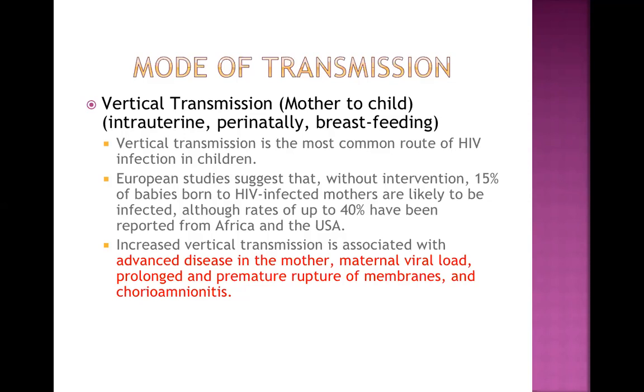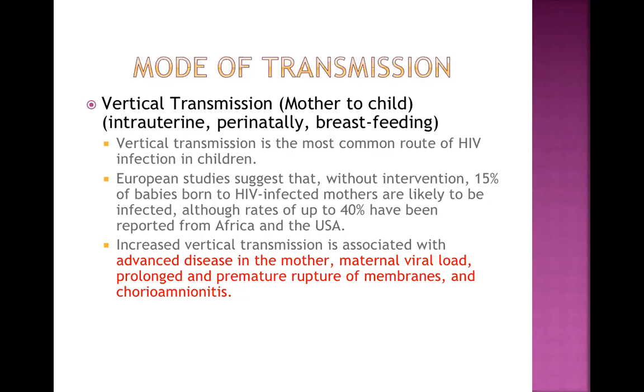Now, some of the European studies suggest that without intervention, 15% of babies born to HIV infected mothers are likely to be infected, although rates of up to 40% have been reported from Africa and the United States of America. Now, what do you mean by that? Without intervention means if we do not use antiretroviral drugs, and if you do not deliver the baby by cesarean section. These are the two main interventions you can do here. If those are not done, then there is a high chance of transmission of HIV to the baby, as high as 40%.